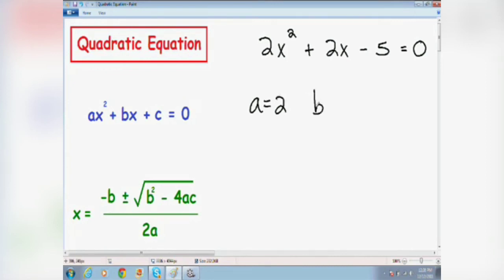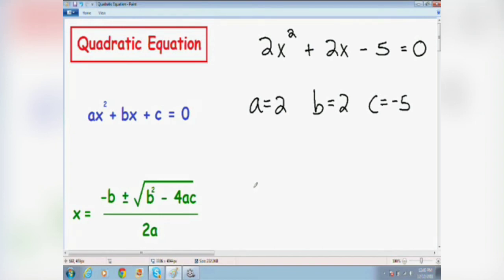Our B is also equal to 2 because the 2 is in front of the x term. And our C, which is the number with no x term, is -5. So the formula that we use to solve this equation is the quadratic formula, which I wrote for you in green in the bottom left-hand part of the screen. And it's x equals -b plus or minus the square root of b squared minus 4ac all over 2a.